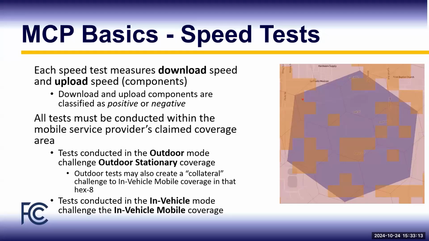When conducting speed tests, you must indicate the testing environment, outdoor stationary or in-vehicle mobile, so that the tests will be evaluated against the corresponding coverage map.